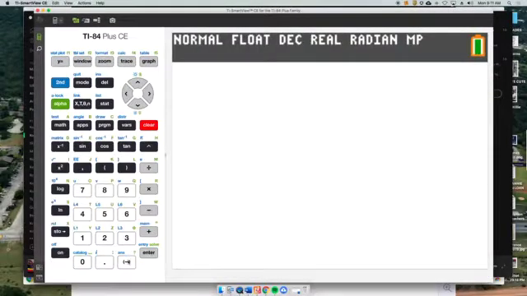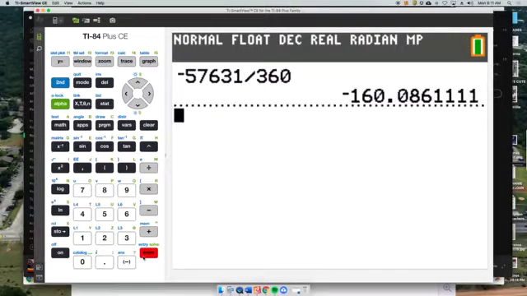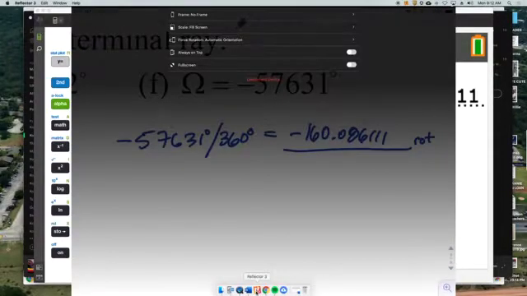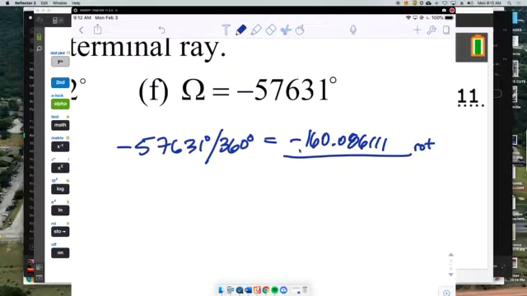Flush, and then we get negative 57631 divided by 360. I'm going to write that number down, negative 160.086111, and so on and so forth. Now, I'm not going to make you show this work because I want you to be able to do this on your own. But what that means is we are rotating clockwise 160 full revolutions or rotations, whatever you want to call it. That just gets us back to the x-axis again.